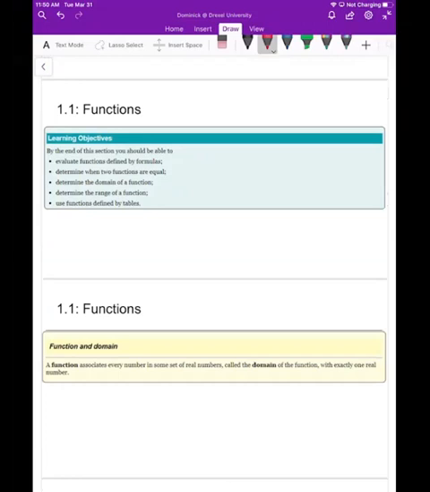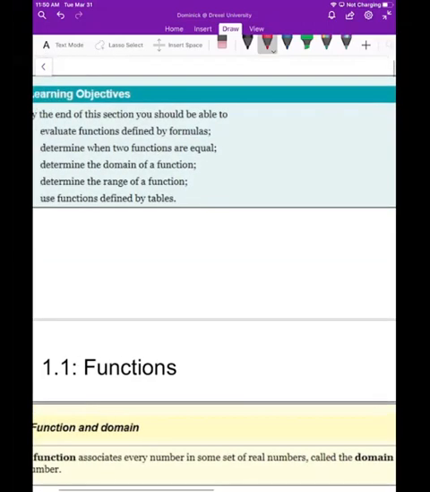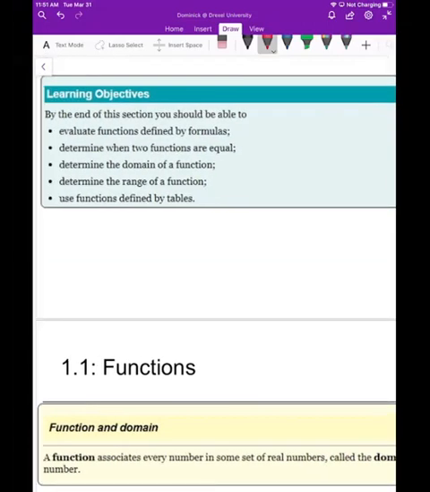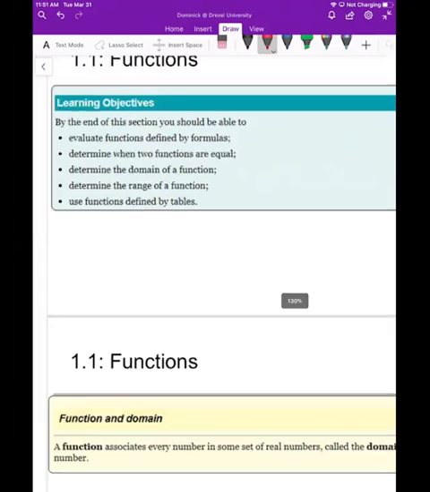By the end of this section, you should be able to do a couple things. You should be able to evaluate a function when it's defined by some sort of formula. You should be able to determine when two functions are equal. We'll go into this a little bit more as we move on, but we want to be able to determine the basics of what we mean by a domain and range of a function, and also to be able to do some things with functions when they're defined by table.